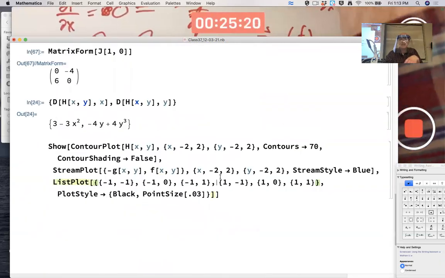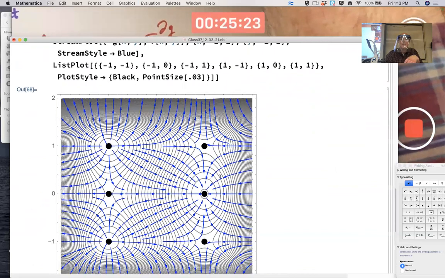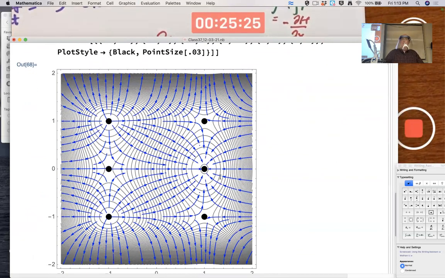What does it look like? Now it looks like this. You're crossing the level curves of H orthogonally. You could also use the word normal, or perpendicular. And with gradient systems, you're never going to get centers. You'll never get centers, but you could get sinks, sources, and saddles.